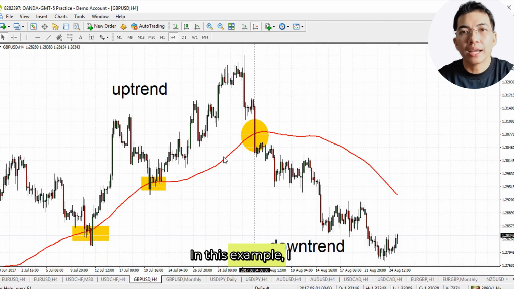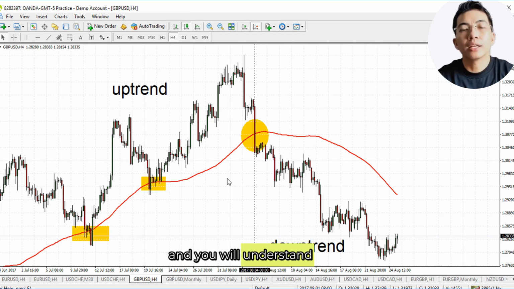In this example I have used a 100 simple moving average because it has a smoothing effect and it is easier to analyze. So if you're getting familiar only now with candlestick patterns and moving average, I suggest to use 100 or 200 as a period. I show you what happens if you choose 24 as a period, and you will understand why it is harder.